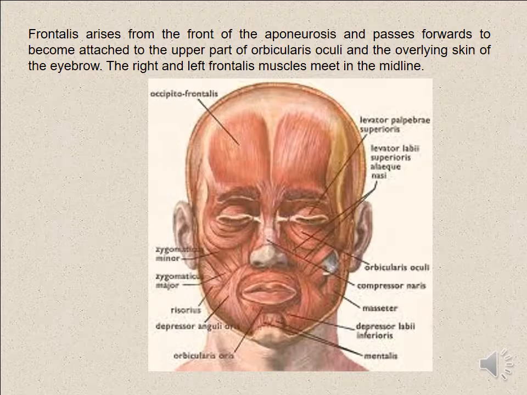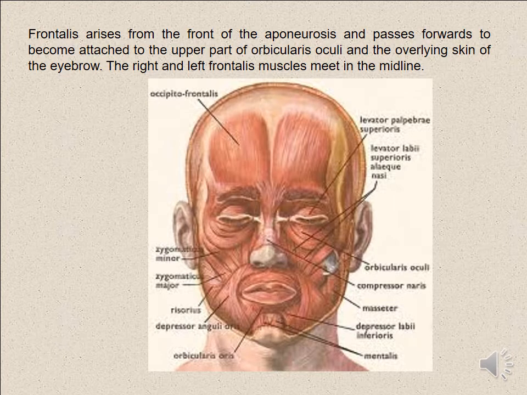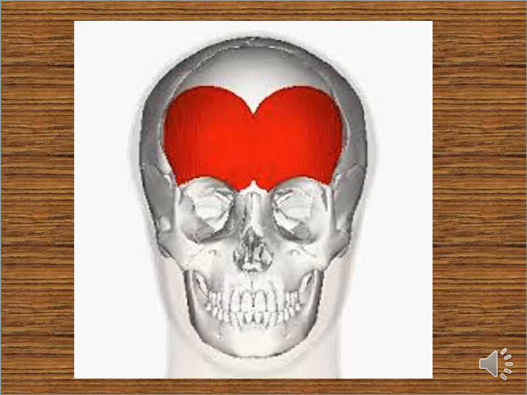The frontalis part arises from the front of the aponeurosis and passes forward to become attached to the upper part of the orbicularis oculi muscle and the overlying skin of the eyebrow. The right and left frontalis muscles meet in the midline. There are no fibrous septa separating the right and left sides of the frontalis muscles. This figure shows a diagram of the frontalis muscle and its origin and insertion.